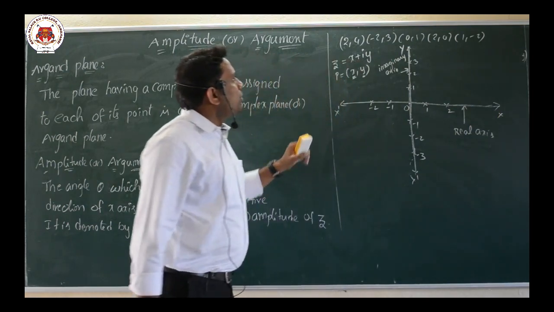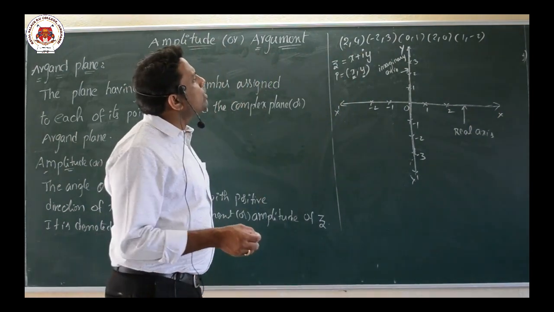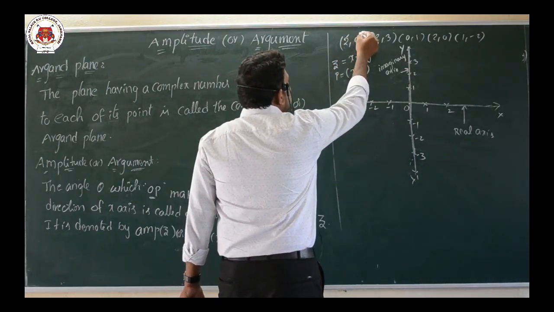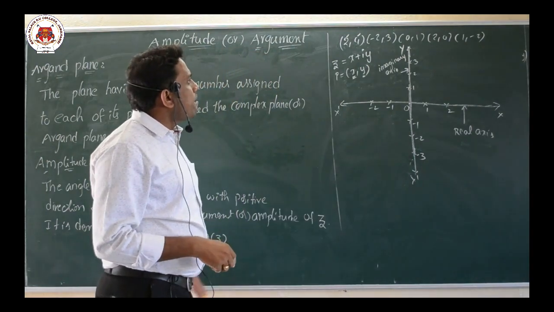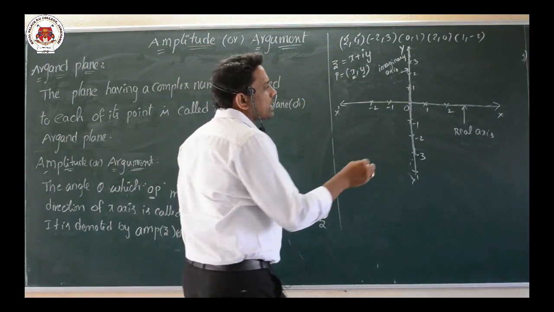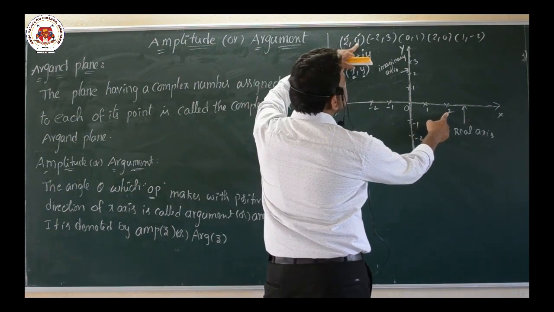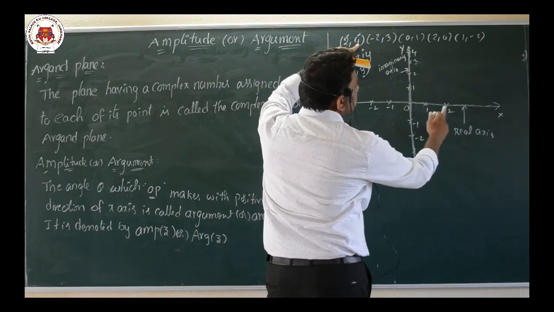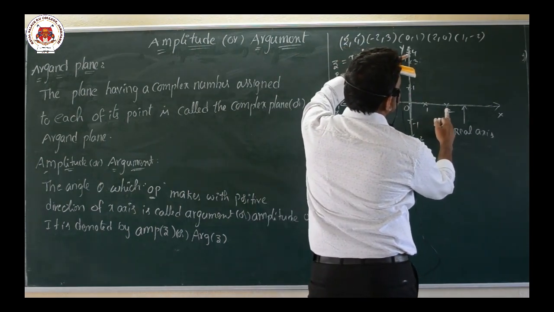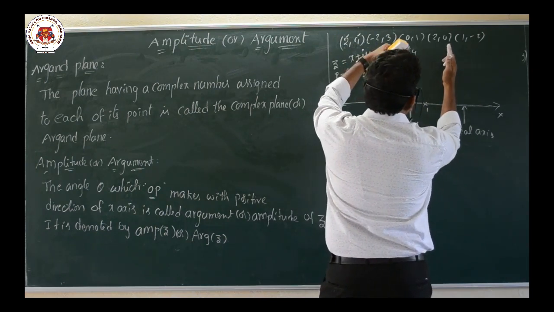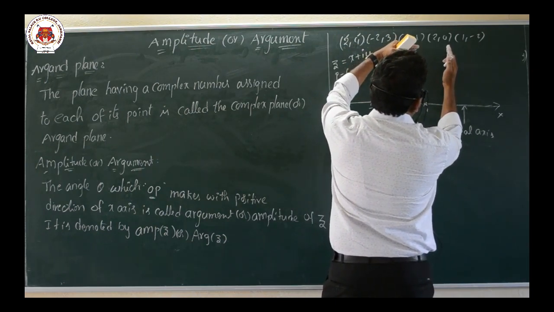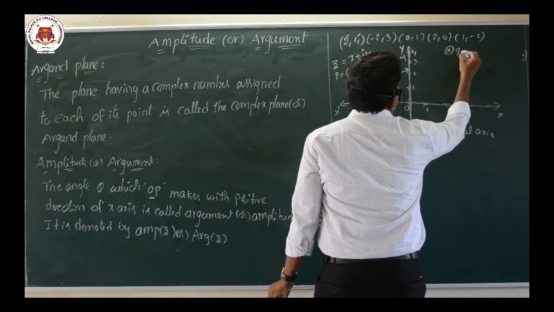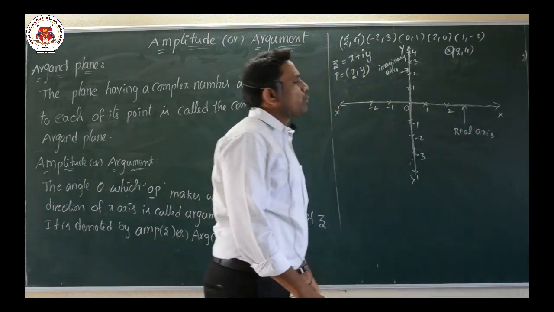Okay, now come to the point (2, 4). Here 2 is the real value and 4 is the imaginary value. Real means x-axis, so 2 is on the x-axis. 4 is on the y-axis. So 2 is here and 4 is here, and these two meet at this point. This point is (2, 4), one point.